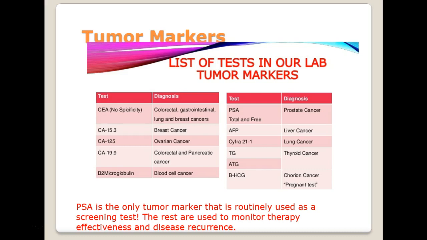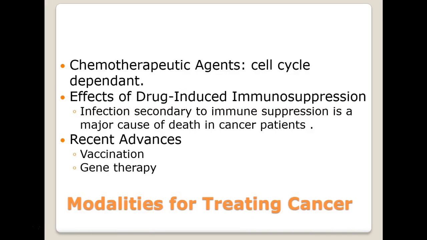We don't go and draw every patient for a CEA to see if they have colon cancer. We would have other issues that would lead the doctor to find that they have colon cancer. They would be doing a CEA to follow that patient as they go. So if they start chemotherapy, a CEA level is 100. Hopefully, with chemotherapy, that CEA level starts to drop down to 80, down to 70, down to 60, until it's negative, right? Because we don't want to have that tumor marker in our blood. Now, the one exception is PSA. PSA is the only tumor marker that is routinely used as a screening test. Okay, the rest are used to monitor therapy effectiveness and disease recurrence.